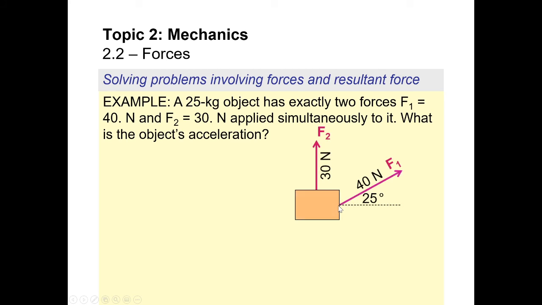Now this is similar to what we saw in the previous video. It's not exactly the same, but it's almost exactly the same. We have a 25 kilogram object with exactly two forces acting on it, 40 newtons and 30 newtons, and they're applied simultaneously to it. What is the object's acceleration? Now, like I explained in the previous video, this is not a true example because we're ignoring forces of gravity here. That's really important too. In this calculation, they don't take into account force of gravity, so it's a little off-putting.